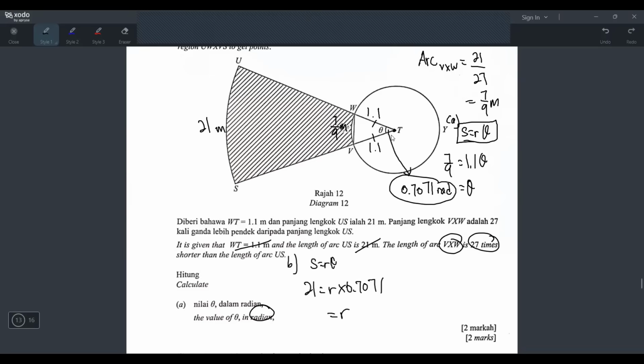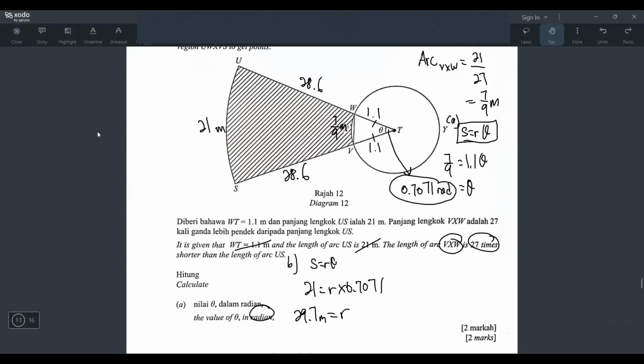So if you find the radius this way, you can know the length for UT, right? So 21 divided by the answer. Okay, my calculator gives me 29.7. So it means the radius of the big sector is 29.7 meter. Then what is this? This is 29.7 minus 1.1, because the whole thing is 29.7. So if you minus 1.1, you will get 28.6.